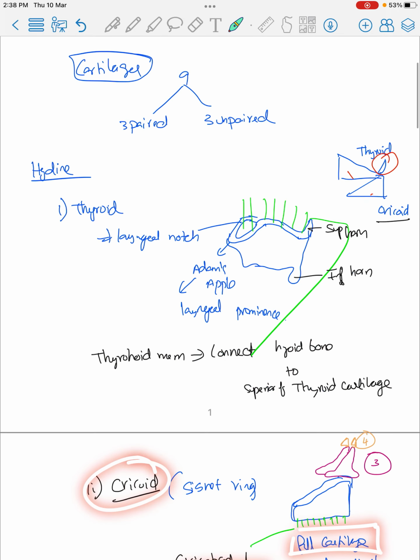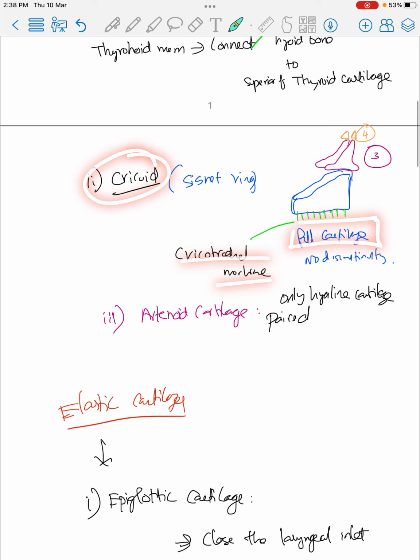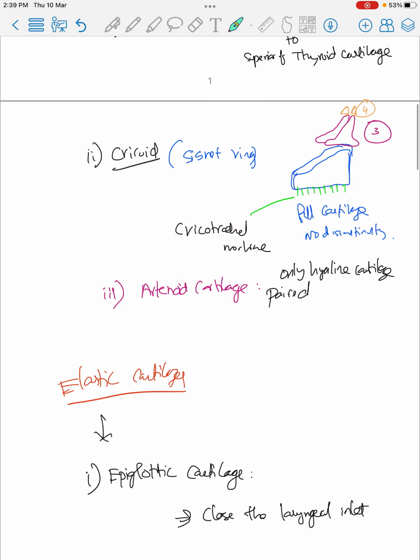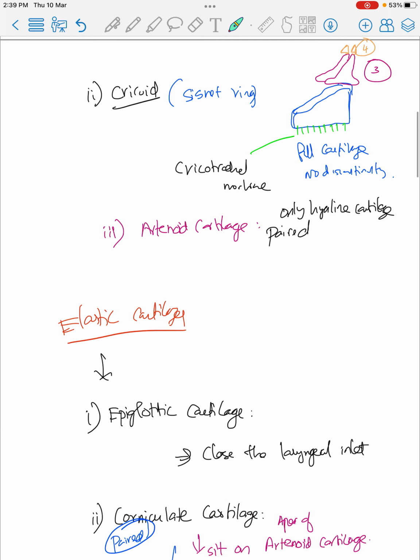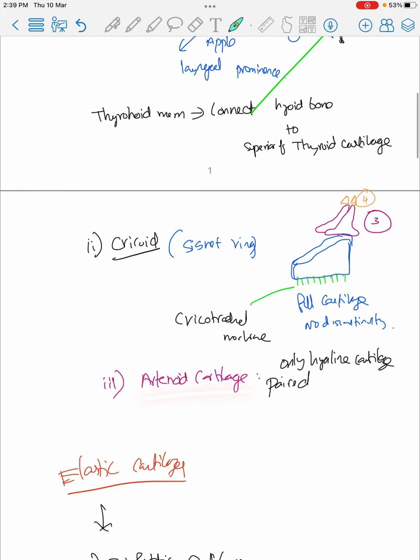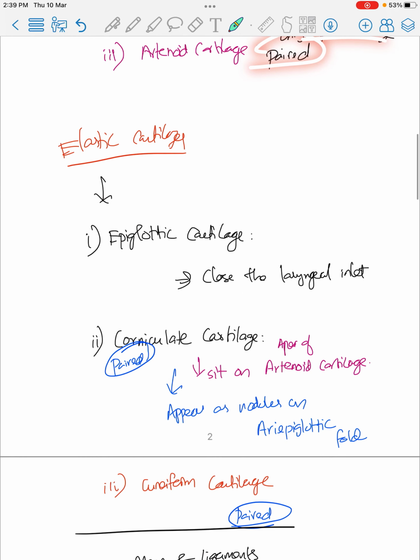These three are hyaline cartilages. Then we can also include corniculate also. Okay, no matter. Then arytenoid cartilage is the cartilage which is paired. Both arytenoid cartilages are attached inferiorly with the cricoid and superiorly with the corniculate.